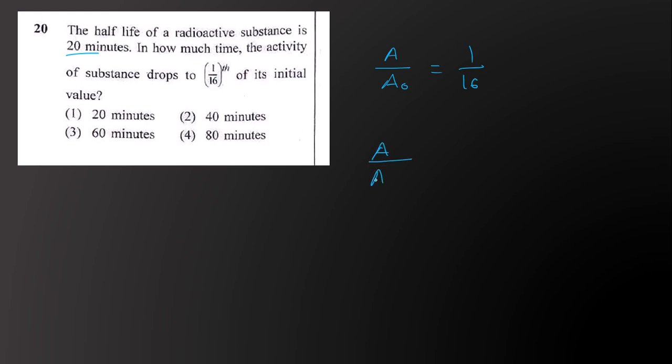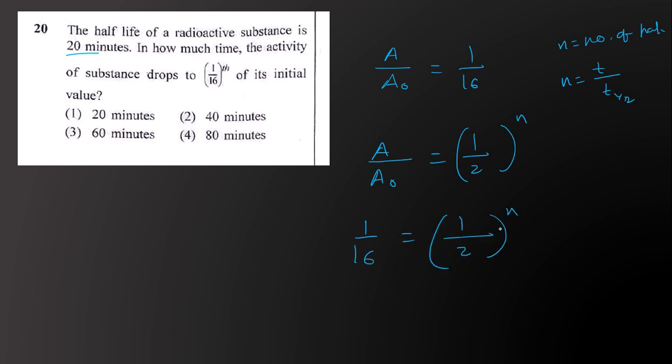We also know that this activity is like this, where this n is the number of half-lives. We also know this n is nothing but the total time divided by the half-life. Now in this case, this is 16. So I just think, for what value of n will this be 16? It should be nothing but 4.